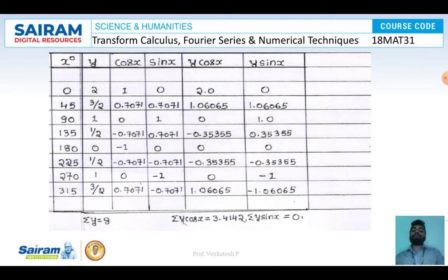So now I'm going to find summation y. Adding all the y values, we got summation y is equal to 8. Adding all y cos x, we got summation y cos x is 3.4142. Adding all y sin x, we got the value 0.